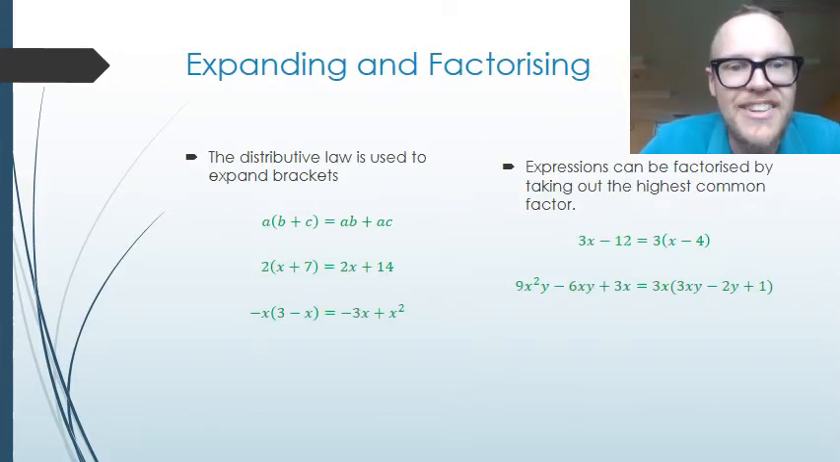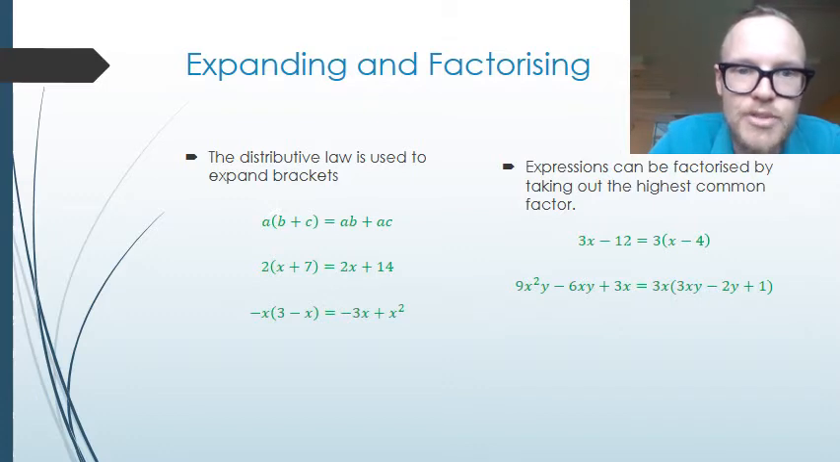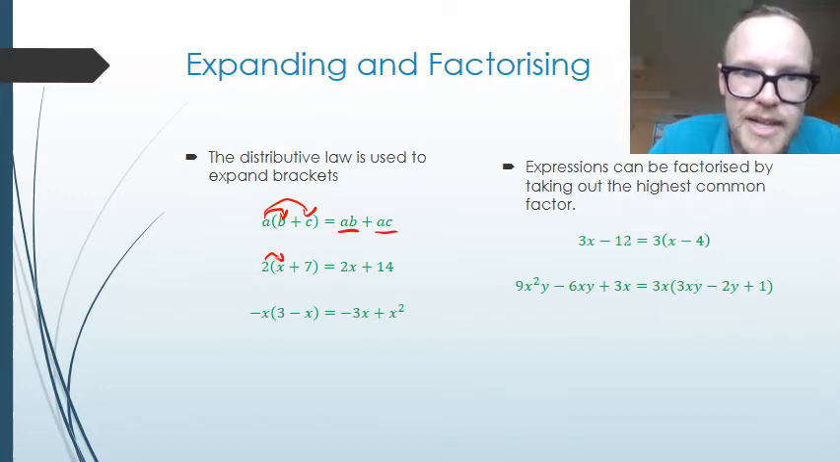Looking at expanding and factorising now, remember that the distributive law is used to expand brackets. That means if I've got a times b plus c, that's a multiplied by b, plus a multiplied by c. So we separate it out, remove the brackets, and we have a multiplied by b plus a times c. So we can do that with our examples here as well. 2 times x is going to be 2x, and 2 times 7, that's going to be 14.